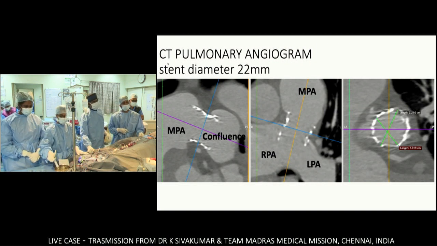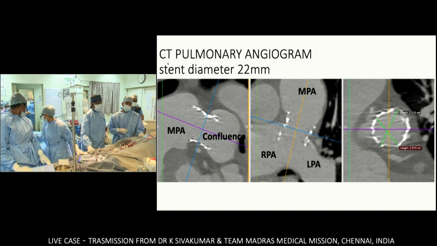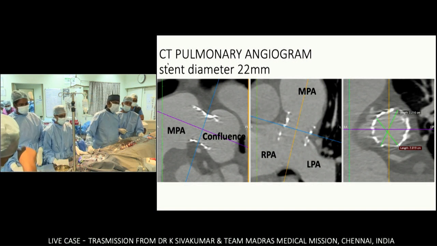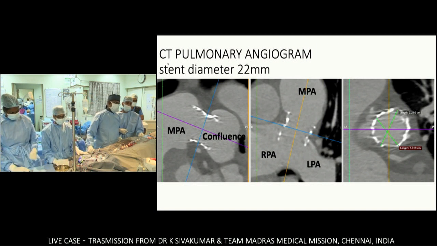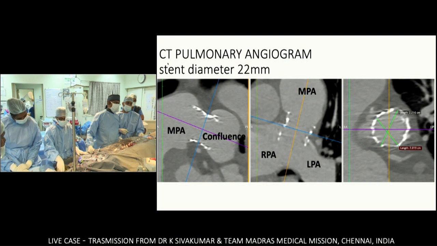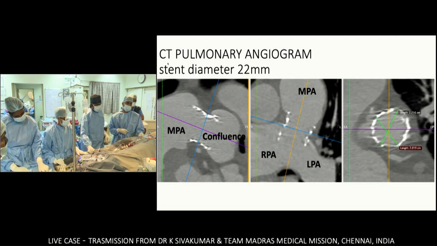The stent is in the distal part of the confluence, almost at the pre-bifurcation. Aneurysmally dilated right and left pulmonary artery. The proximal MPA is actually the pulmonary homograft conduit, which has become very roomy and dilated, and the valve is leaking. And so this is the landing zone for the stent.